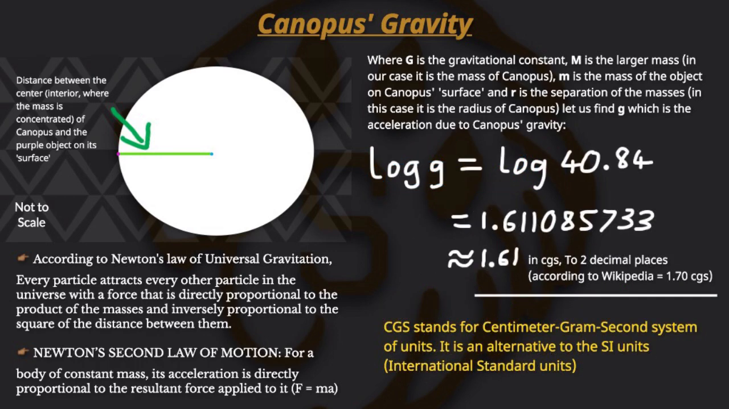Okay, so basically we just say the log g, and the log of 40.84, then we get that value, which is approximately equal to 1.61 in CGS. CGS, like I said, is the centimeter, gram, and second system of units. As you can see with that yellow note at the bottom, that's to 2 decimal places, just for a bit of accuracy. But according to Wikipedia, it's around 1.70 in terms of CGS.